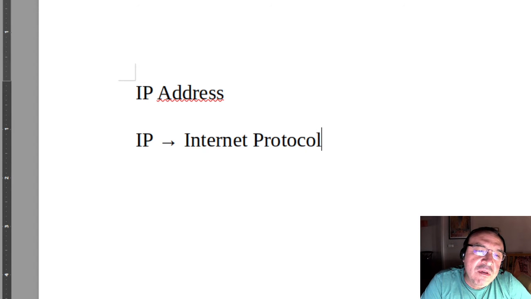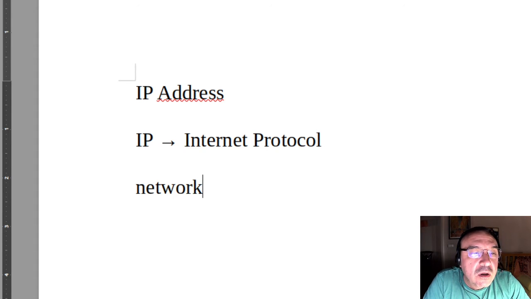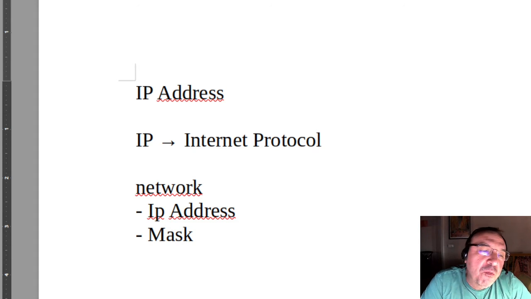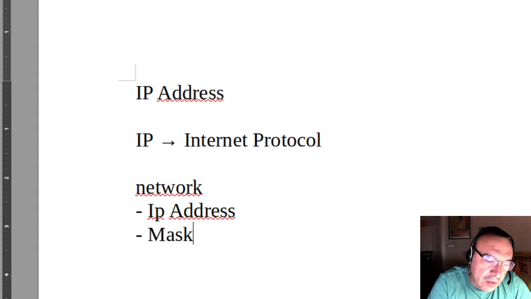And for defining what a network is, we need two different concepts. So a network needs an IP address and also a network mask. Let's check the format of the IP address and the network mask and see how it works.